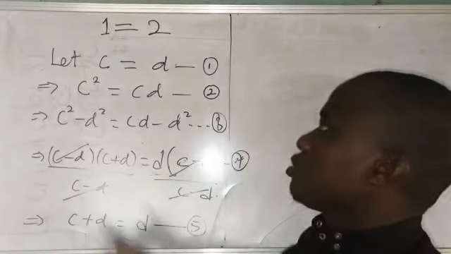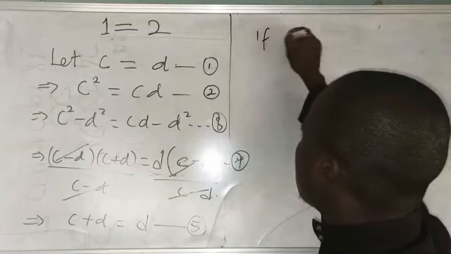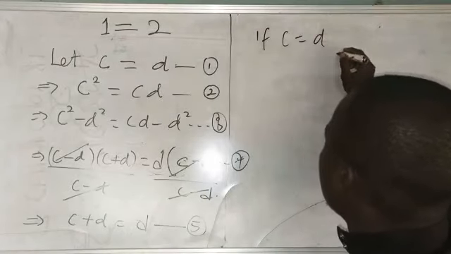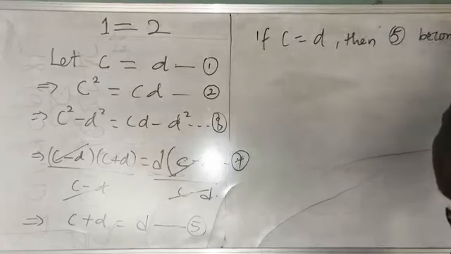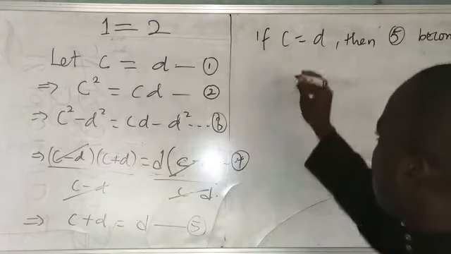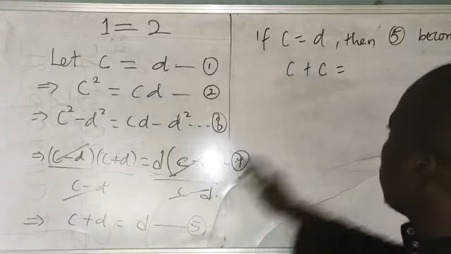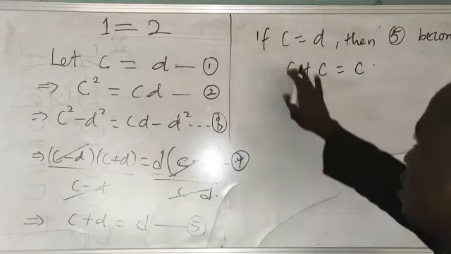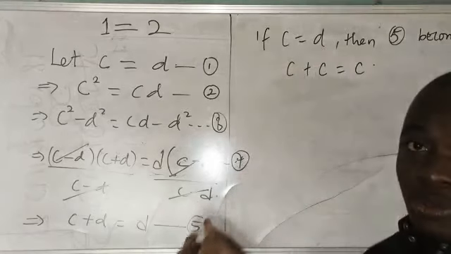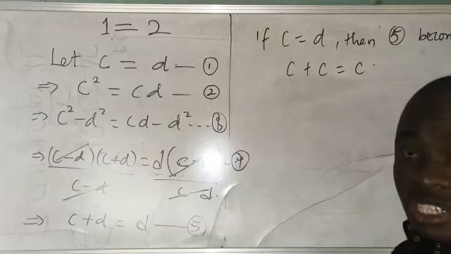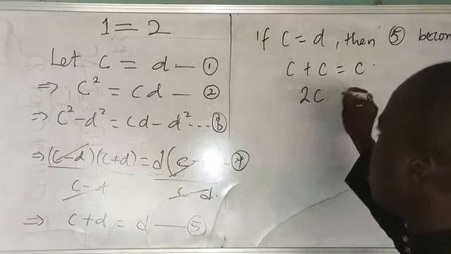Now we go back to equation 1, because we've already said C equals D. If C equals D, then equation 5 becomes C plus C equals C, because C is D and D is C. So C plus C gives us 2C equals C. This is equation 6.